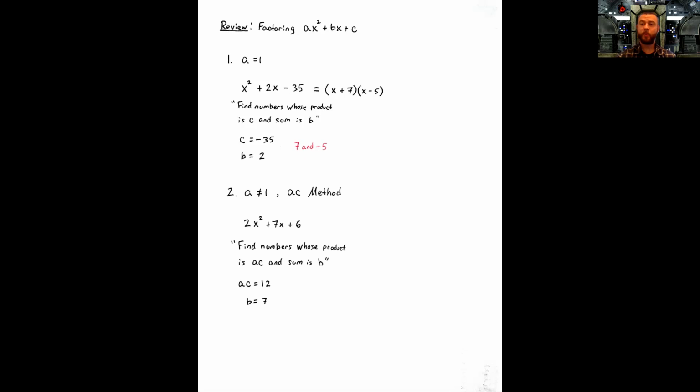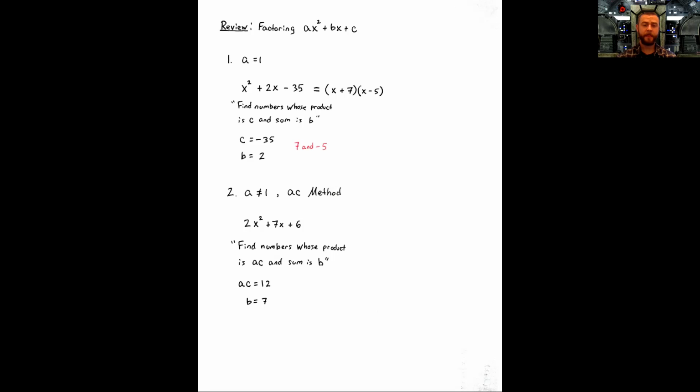All right, let's take a look at the case when a is not 1. This is what's generally referred to as the AC method. This is a very quick, simple way to factor quadratic polynomials when a is not 1. You might know it by a different name, but it's probably mathematically equivalent. All right, let's say we're trying to factor this example, 2x squared plus 7x plus 6. We modify the previous method above. We try to find numbers whose product is AC, or a times c, and whose sum is b.